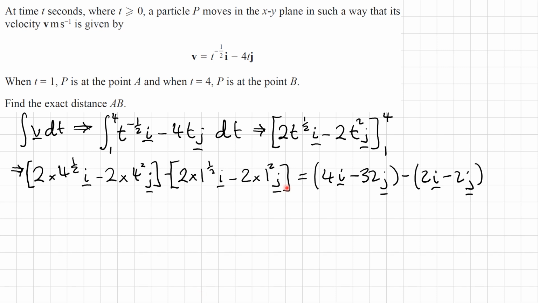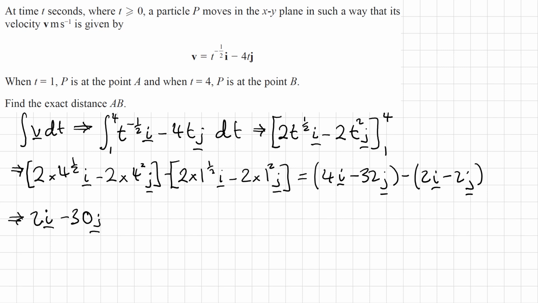So we know that our particle has moved from this point to this point, so let's work out the displacement. That's the difference between them. So 4i minus 2i is 2i, and then we've got minus 32 minus 2, which is like minus 32 plus 2, so that's going to be minus 30j. So that's the displacement from one point to another.